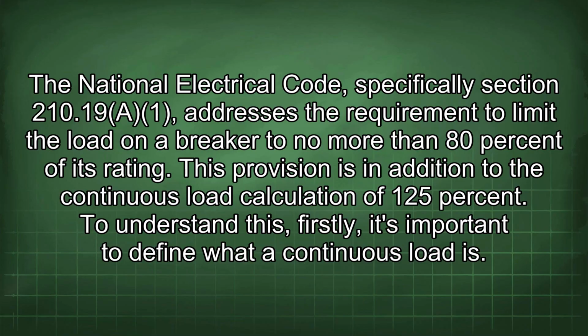The National Electrical Code, specifically Section 210.19(A), addresses the requirement to limit the load on a breaker to no more than 80% of its rating. This provision is in addition to the continuous load calculation of 125%. To understand this, firstly, it's important to define what a continuous load is.